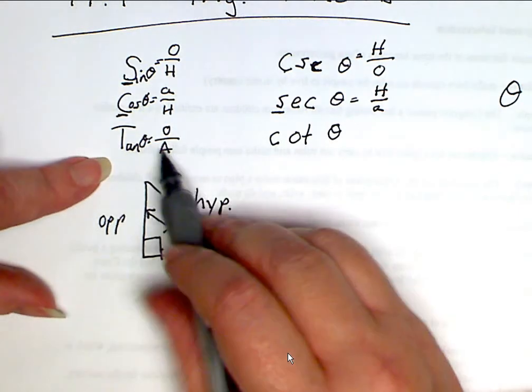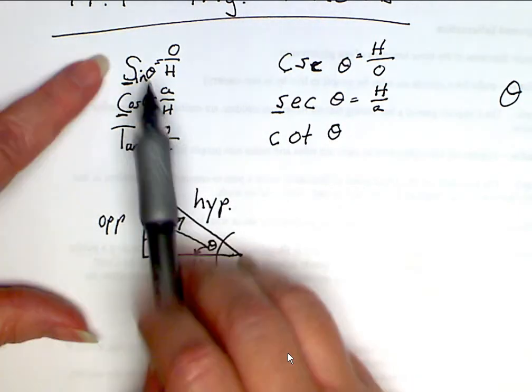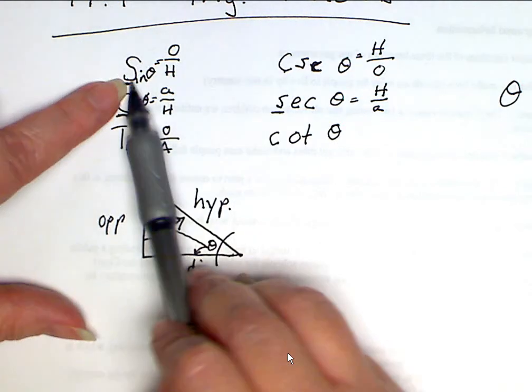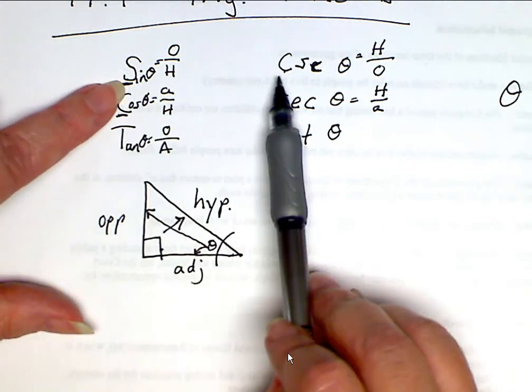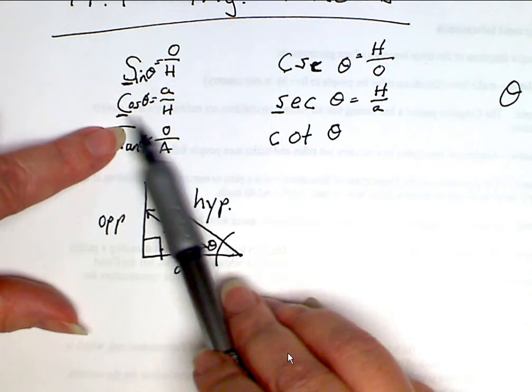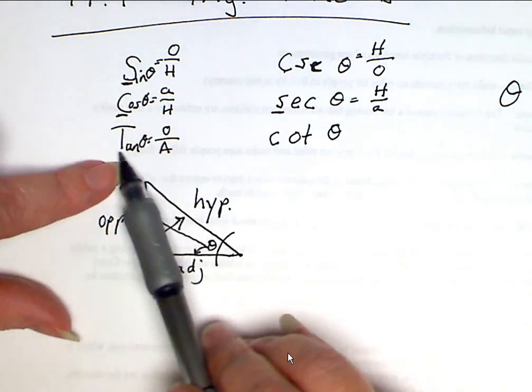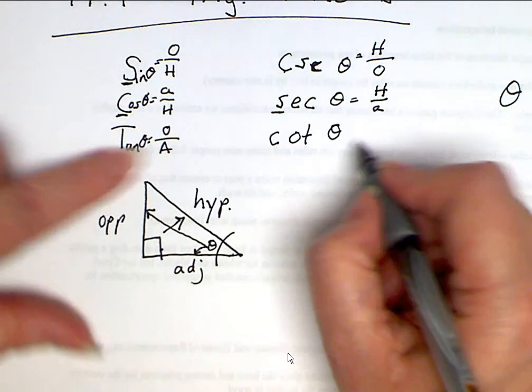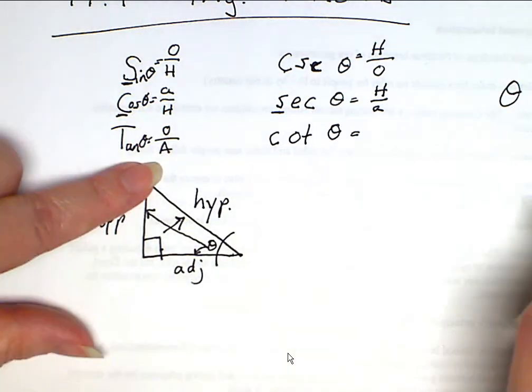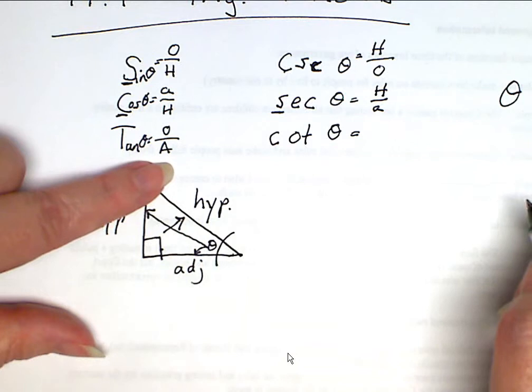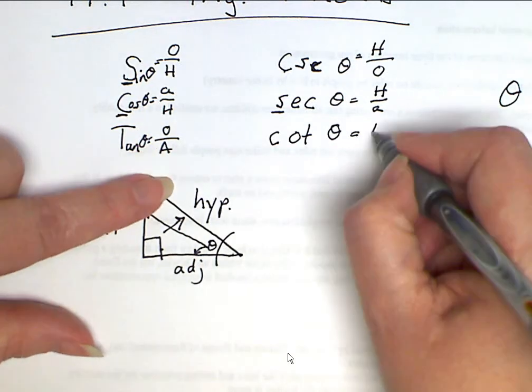All you have to do, since sine starts with an S, is match it with the one that starts with a C. Cosine is a C, goes with the one that starts with an S. And tangent is cotangent. How do I flip this? If I flipped tangent, what do I have? A over O.